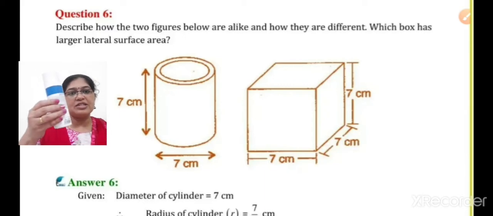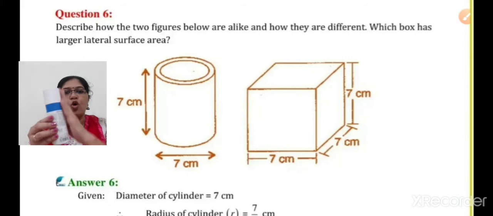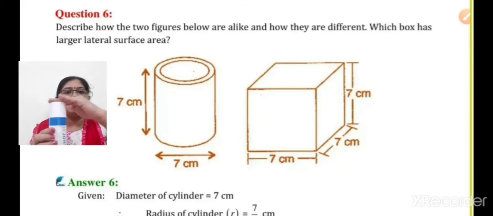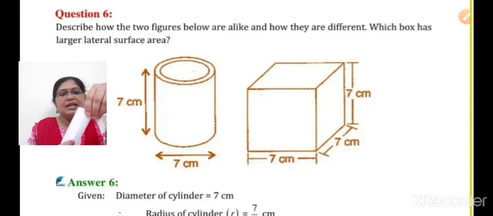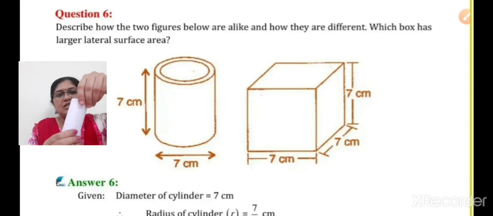Total surface area of a cylinder means this whole curved part plus the two circular parts together. The area of the top and bottom parts together, we call the total surface area. But lateral surface area means only the curved part. We are not taking the top area and bottom area. So for a cylinder, you are not taking the top and bottom area. This one is the lateral surface area of the cylinder.